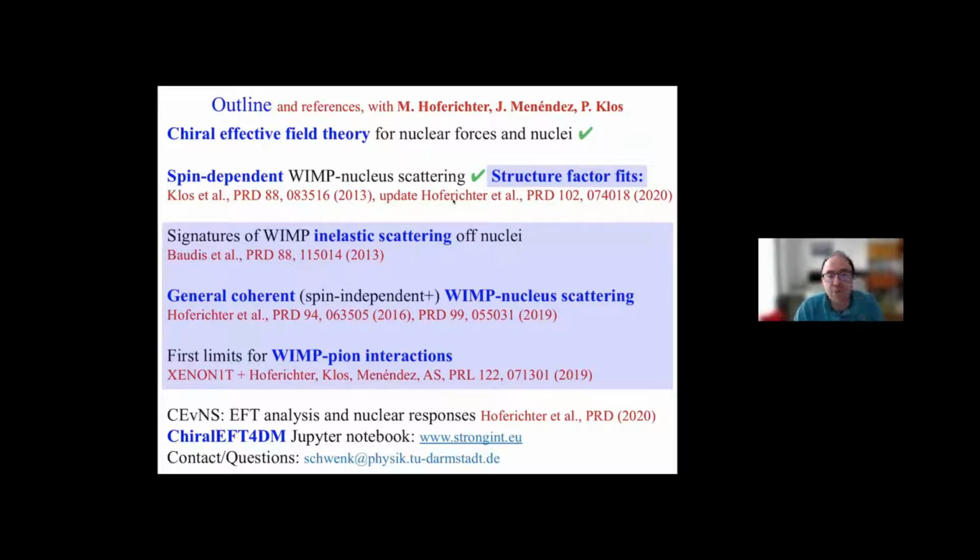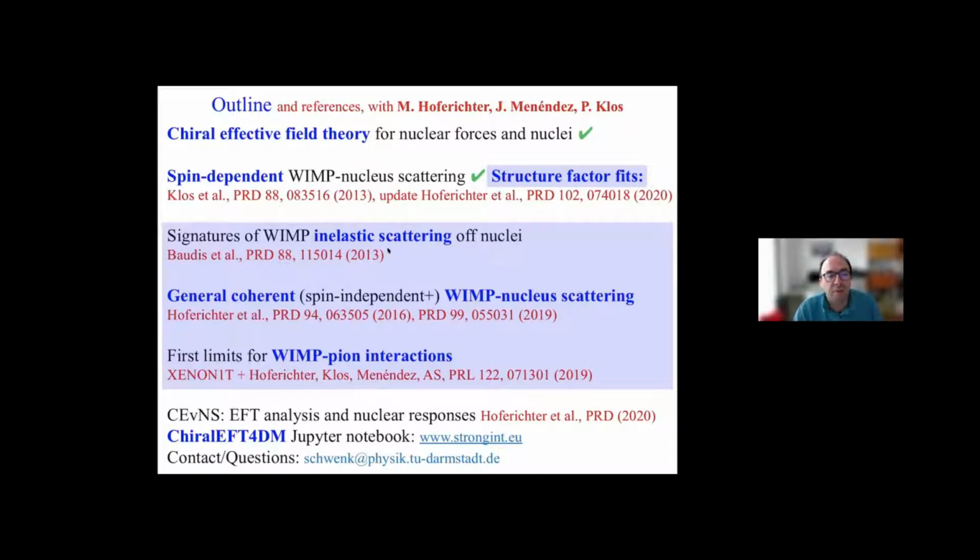Okay, so today we want to cover something first, again, related to spin-dependent. This will be very short. Then we want to look at an extremely interesting detection channel, if it would be feasible, namely inelastic scattering, where a WIMP doesn't only produce a recoil of the nucleus, but leads to an excitation of the nucleus, a nuclear excitation. And this we explored in this paper here at the same time as the spin-dependent interactions.